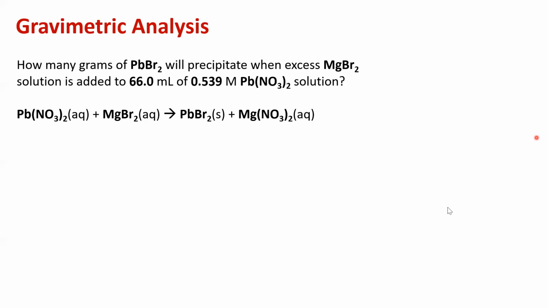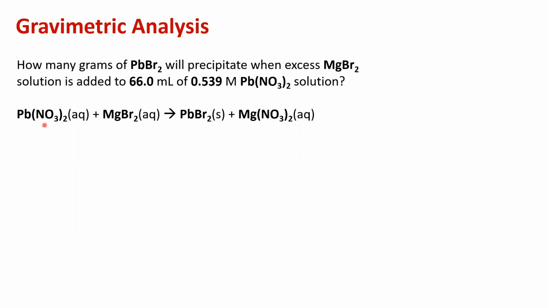So in this case, it says: how many grams of lead bromide will precipitate when excess magnesium bromide is added to 66.0 milliliters of 0.539 molar lead nitrate? All right, so think about this. Here's the reaction. It's already balanced, so it's a 1:1:1:1 ratio. Makes it maybe a little bit easier. But what are we given? Well, we're given the volume and the molarity of the lead nitrate.